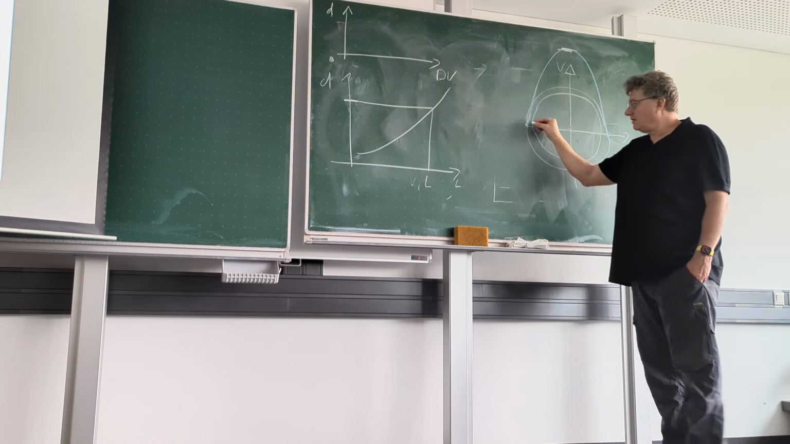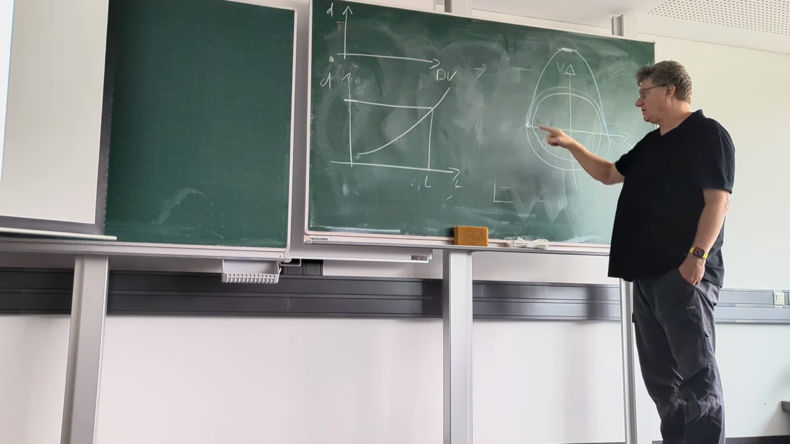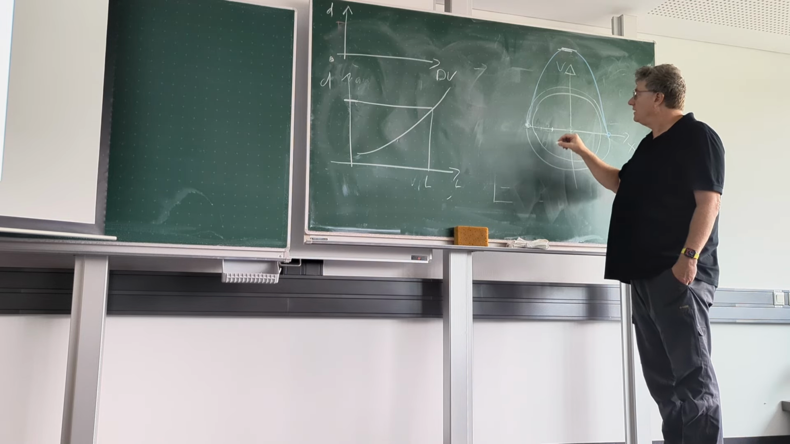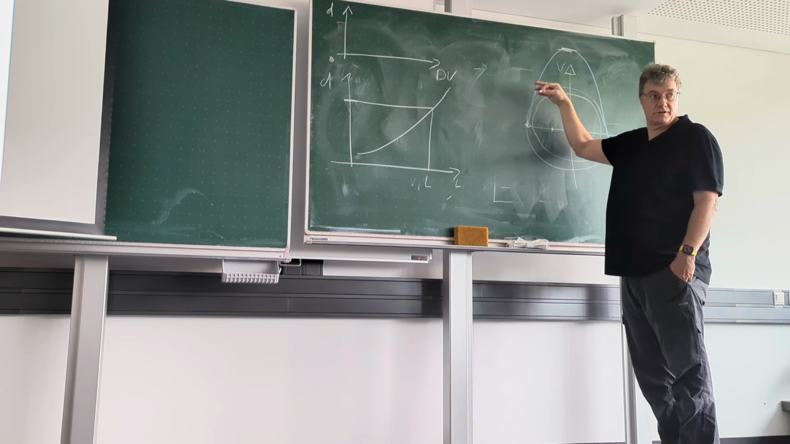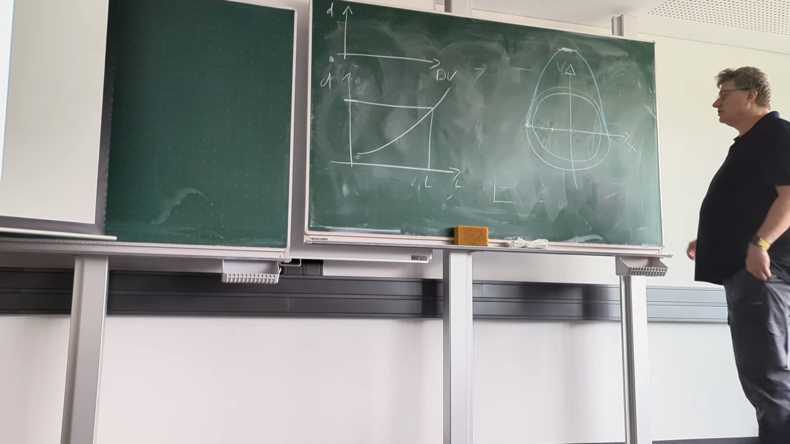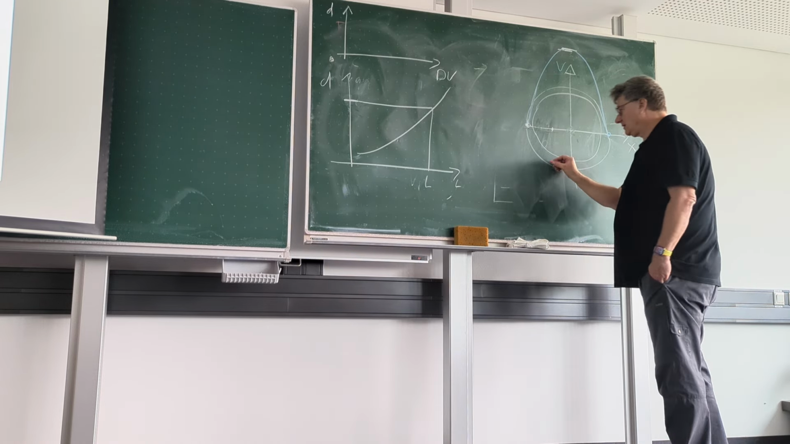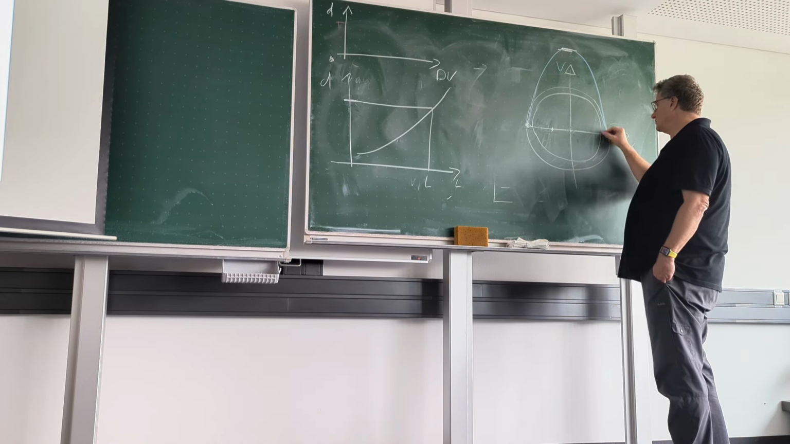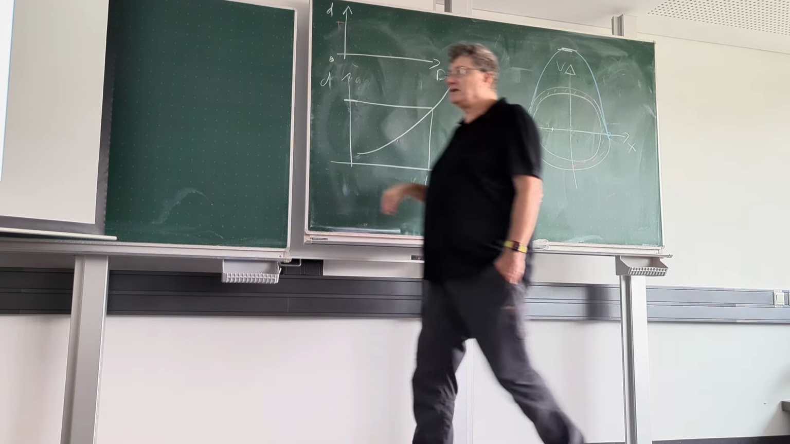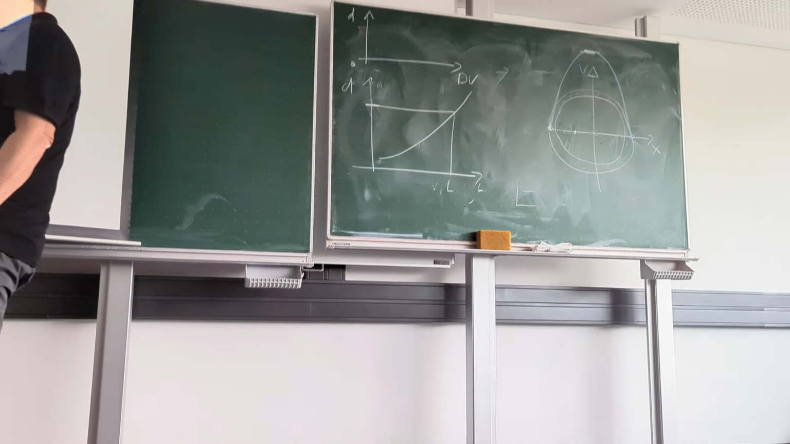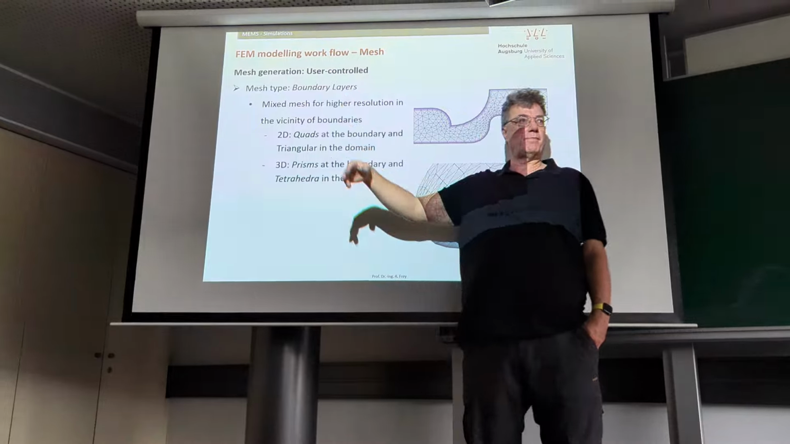Just imagine you have a coarse mesh, obviously you should have a mesh point here and here, then you cannot resolve this steepness, which is necessary to be resolved. So obviously that area here is critical, and that is where boundary layers come into place. These are layers put to the boundary.